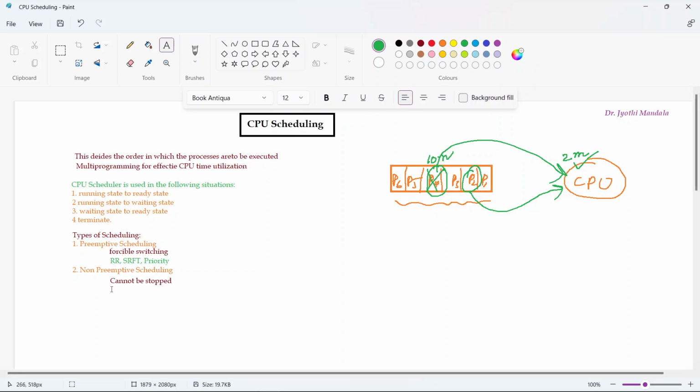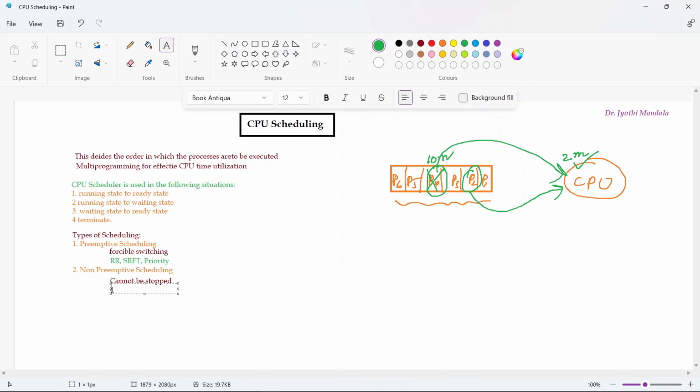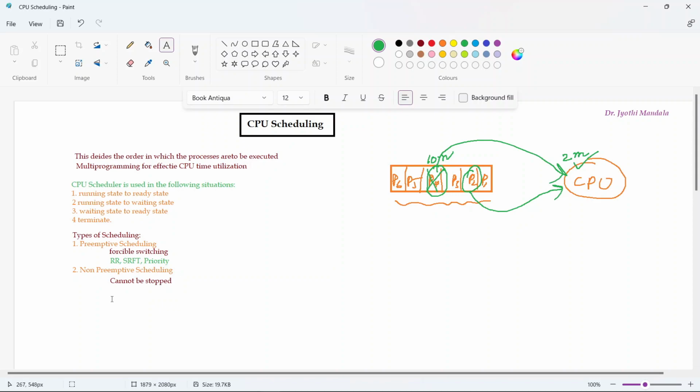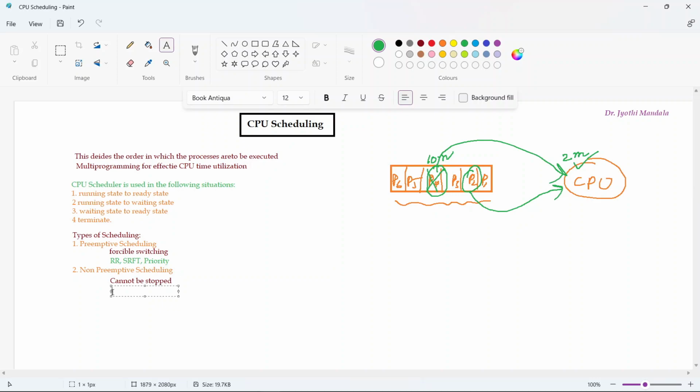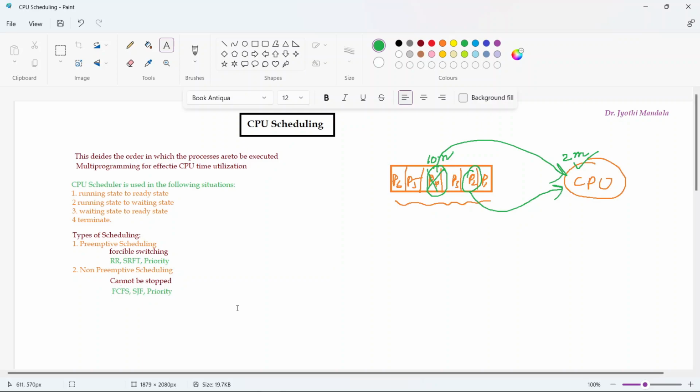And then under non-preemptive we are going to learn about FCFS, which means first come first serve algorithm, SJF, shortest job first, and also non-preemptive priority. That is also something we are going to learn. So in total, 1, 2, 3, 4, 5, 6 algorithms we are going to learn in our future classes.